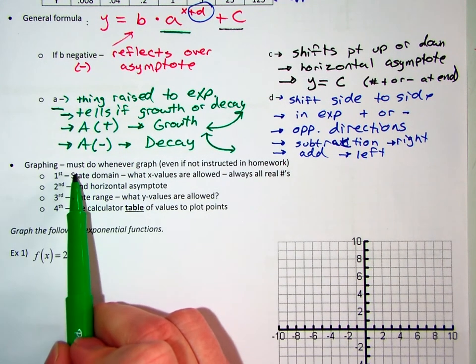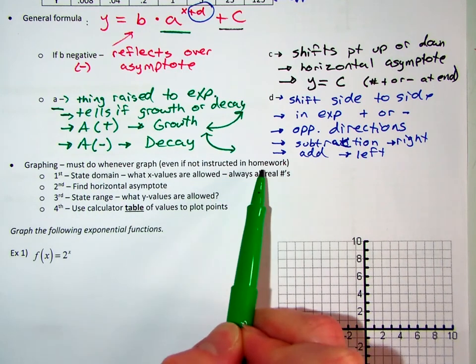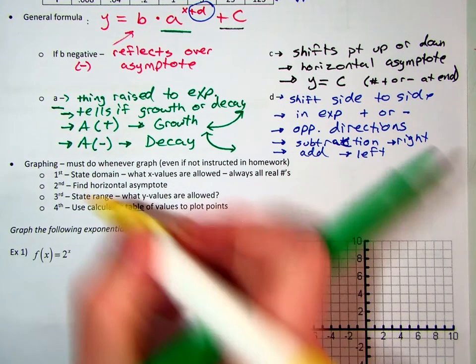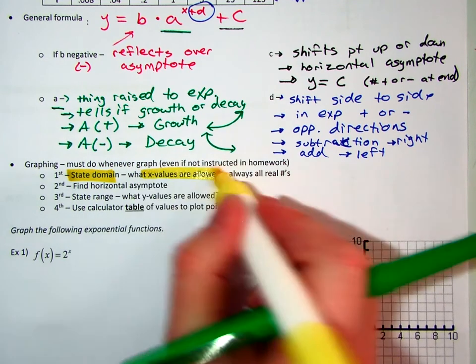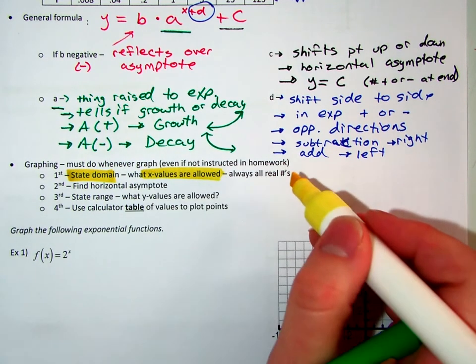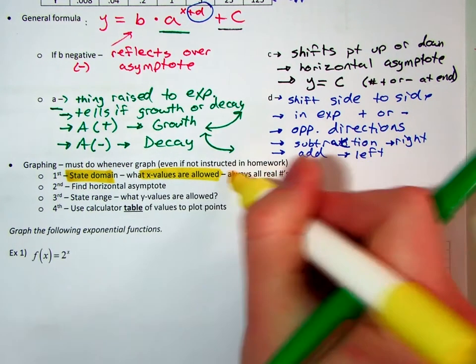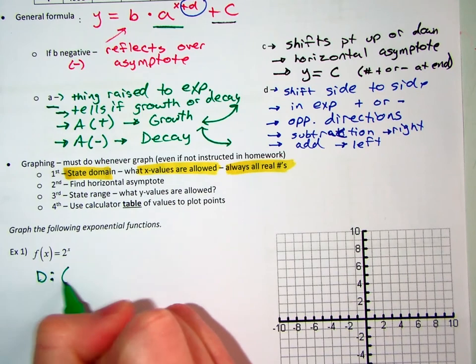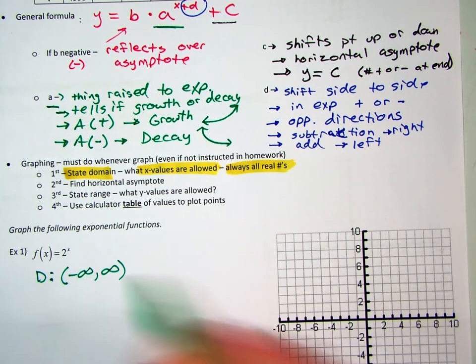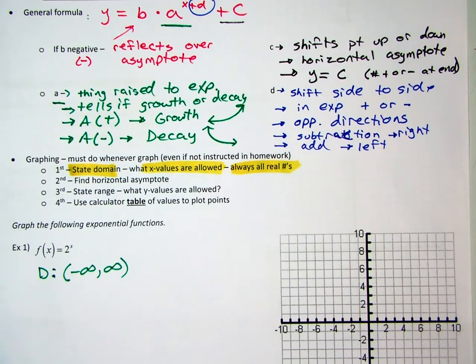So graphing must do, whenever you graph, even if it's not instructed in the homework, you have to state the domain as your first step. The domain is the allowable x values, and it's always all real numbers. So we have an exponential function, so I can right away say domain is negative infinity to infinity, because every single number will be okay, because you can have any number in an exponent.